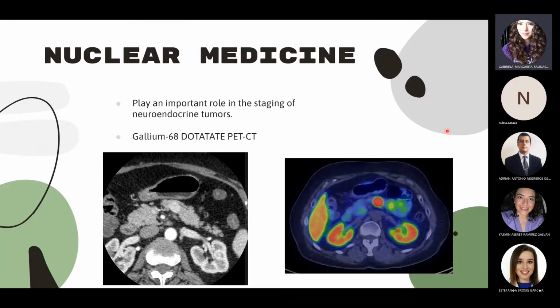Nuclear medicine plays an important role in the staging of neuroendocrine tumors using gallium-68 DOTATATE PET-CT. In this image, we can see a hypervascular lesion in the proximal pancreatic body. And in this image, we can see an intense uptake of the gallium DOTATATE in the pancreatic body, corresponding to the hypervascular mass on CT.